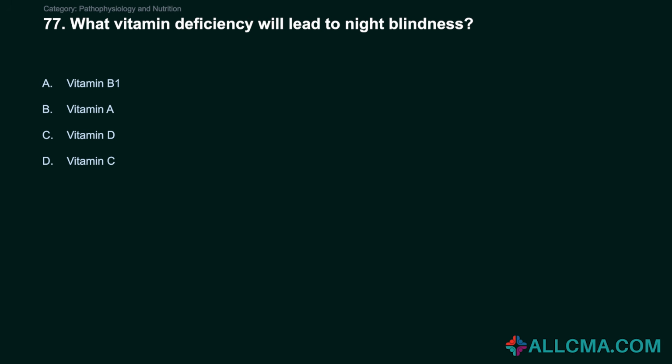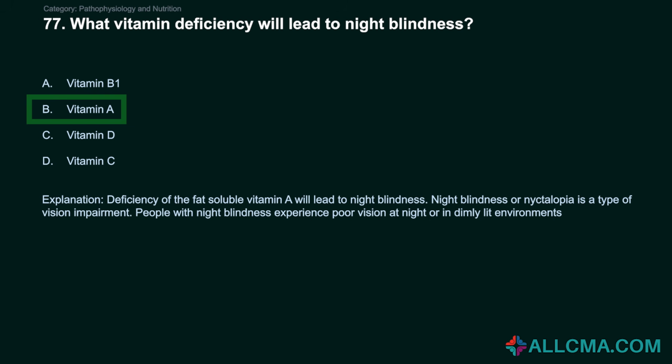77. What vitamin deficiency will lead to night blindness? A. Vitamin B1. B. Vitamin A. C. Vitamin D. D. Vitamin C. Correct answer, B. Vitamin A. Deficiency of the fat-soluble vitamin A will lead to night blindness. Night blindness or nyctalopia is a type of vision impairment. People with night blindness experience poor vision at night or in dimly lit environments.